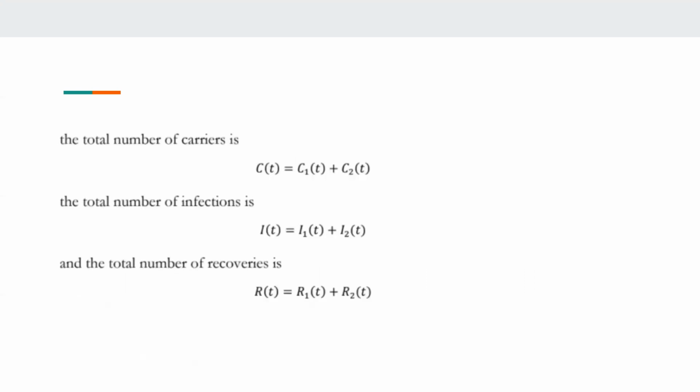In summary, for the predictive model, the total number of carriers is found by C of t equals C1 of t plus C2 of t. This is basically just adding the number of carriers for type 1 and type 2. The total number of infections is found pretty much the same way, adding the number of infections for type 1 and type 2 in relation to time. And the total number of recoveries is found the same way, by adding the number of recoveries for type 1 and type 2 in relation to time.